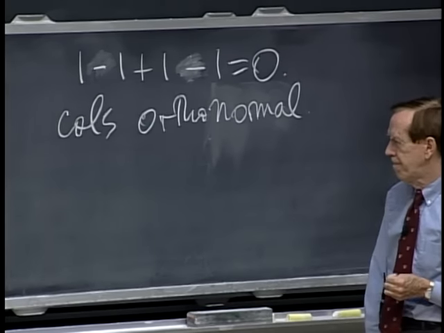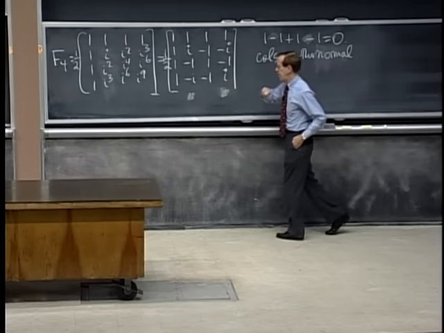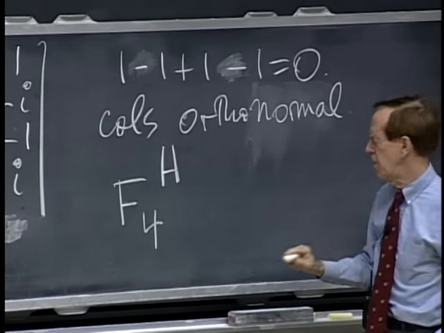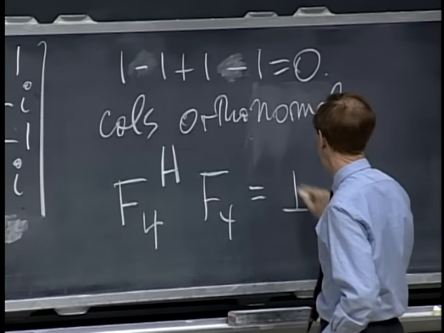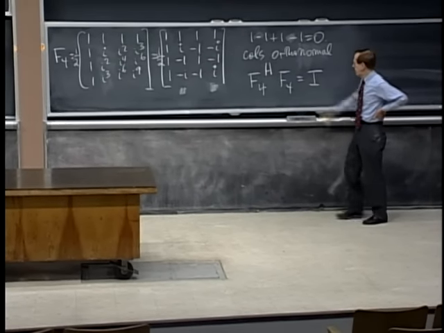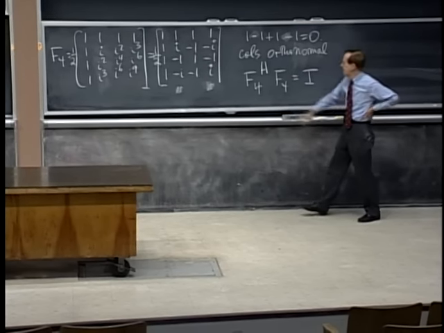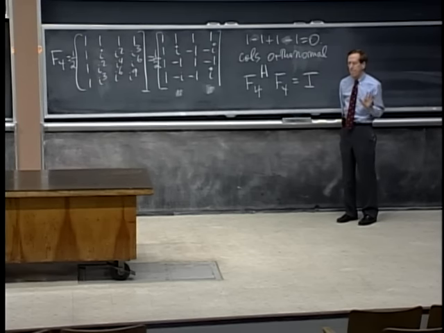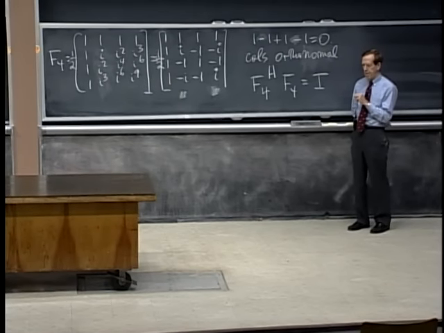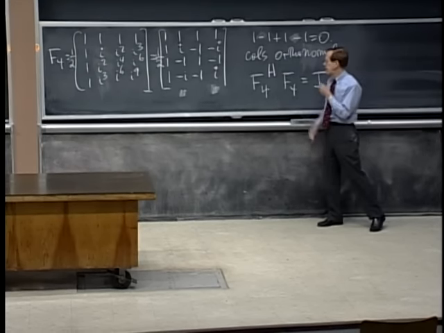So what? So I can invert right away, right? Orthonormal columns means, now I'm keeping this 1/2 in here for the moment, that F4 Hermitian, the conjugate transpose, times F4 is I. So I see what the inverse is. The inverse of F4 is just like an orthogonal matrix. The inverse is the transpose. Here, the inverse is the conjugate transpose. So that tells me that anything good that I learn about F4, I'll know a similar fact about its inverse, because its inverse is just its conjugate transpose.